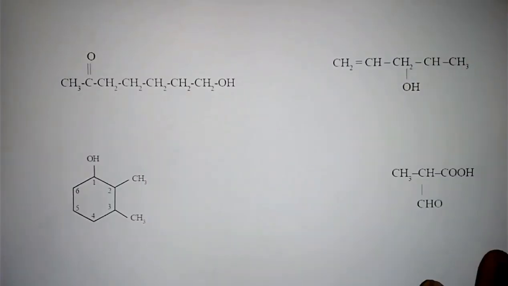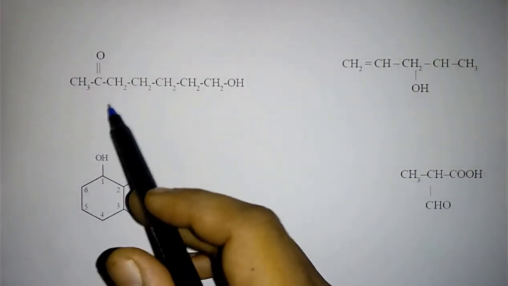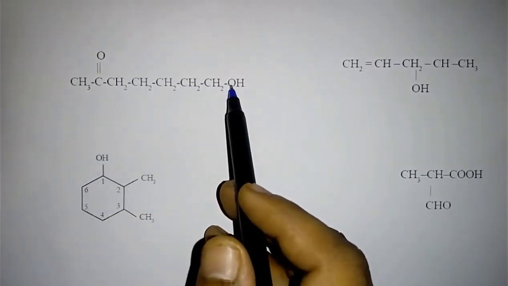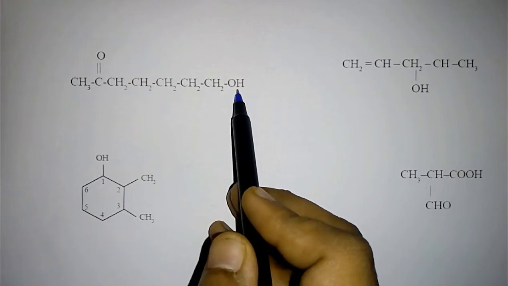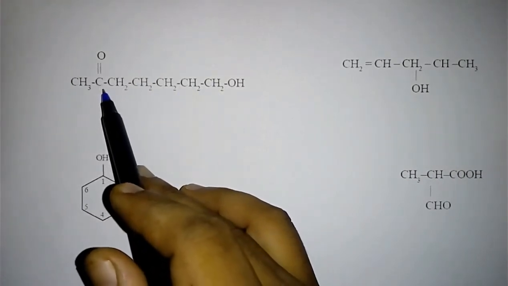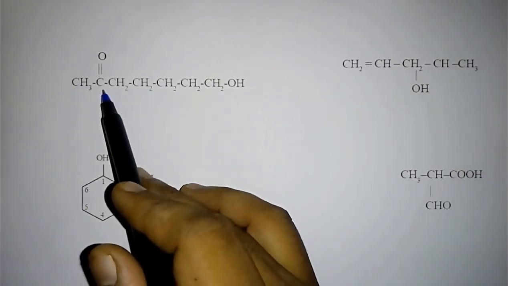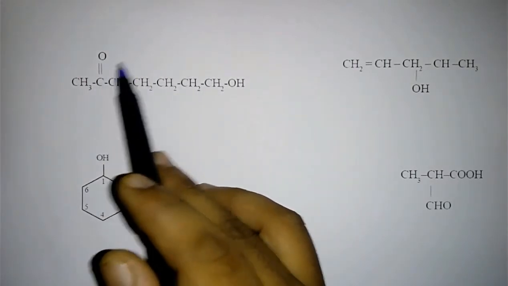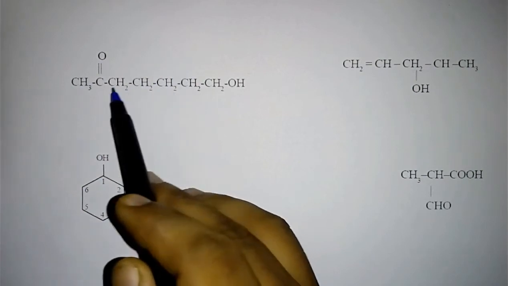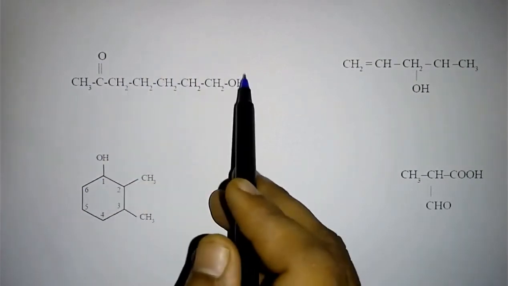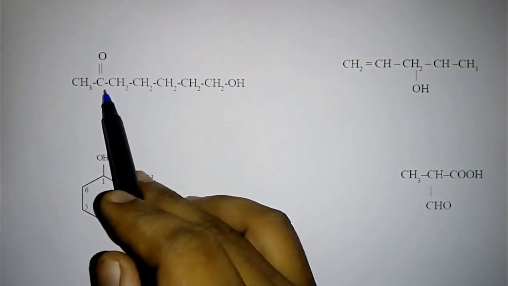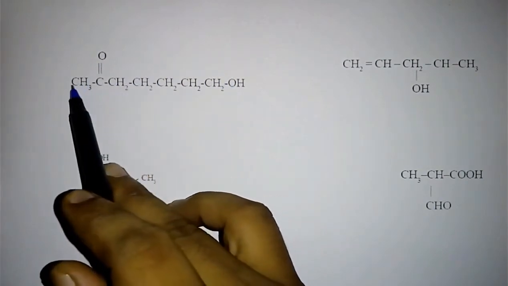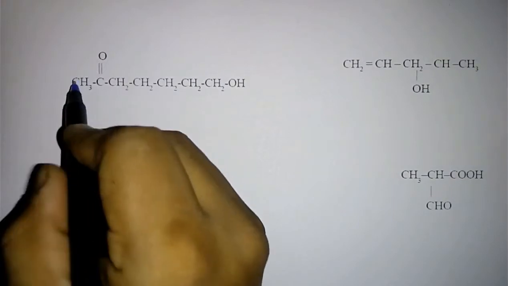Okay, let's see the next question. If you observe here, this is the structure. How many functional groups are present? Here is one alcohol functional group, and here we can observe one ketone functional group. As I already told, in the priority series first comes our ketone group, then our alcohol group. So you will give more preference to the ketone compared with the alcohol, and so you number from left to right.